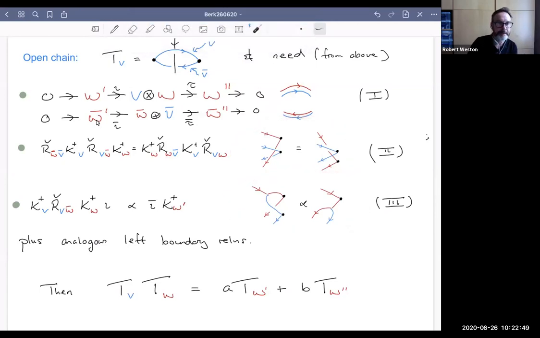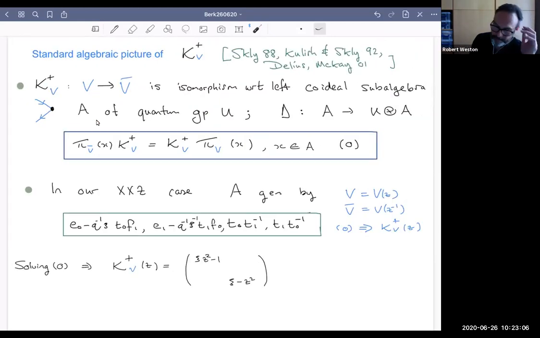And I need similar stuff on the left. If I have that, I've got TQ relations. So if I can do that, I get fusion relations like this, and this is how I want to build the Q operator, but I need to get these relations coming out. So what's the standard algebraic picture of K?